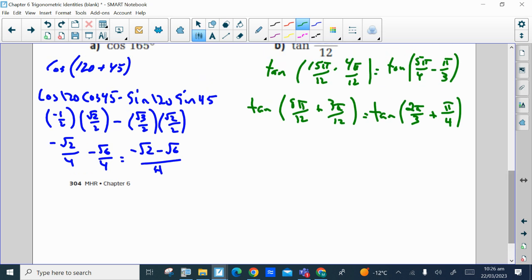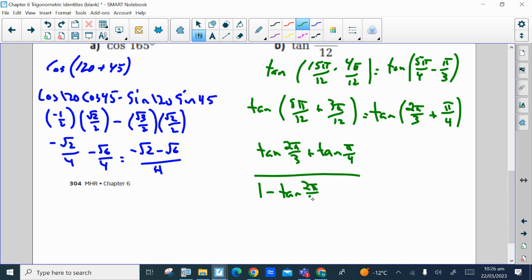The tan of 2 pi on 3 plus pi on 4. So again, this would be using the sum identity for tangent, which is on the formula sheet. It's the tan of A plus the tan of B all over 1 minus tan of A times tan of B.